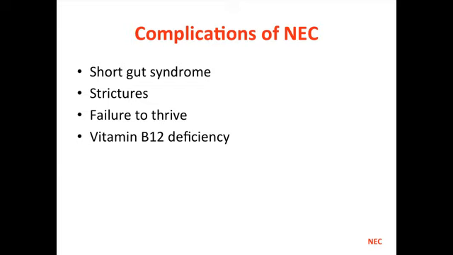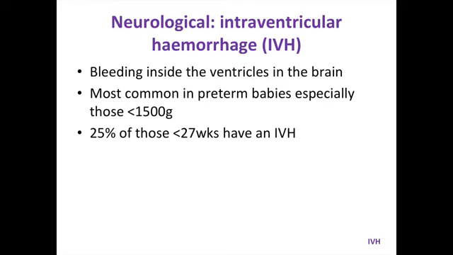The complications of NEC include short gut syndrome, strictures, failure to thrive, and vitamin B12 deficiency in the long term. Another complication of prematurity includes intraventricular hemorrhage. This is bleeding inside the ventricles in the brain and is more common in preterm babies, especially those less than 1,500 grams. 25% of those under 27 weeks will have an intracranial hemorrhage.